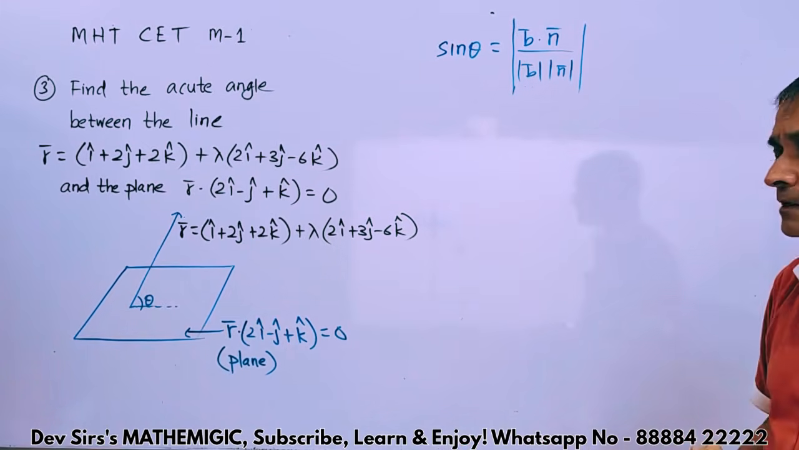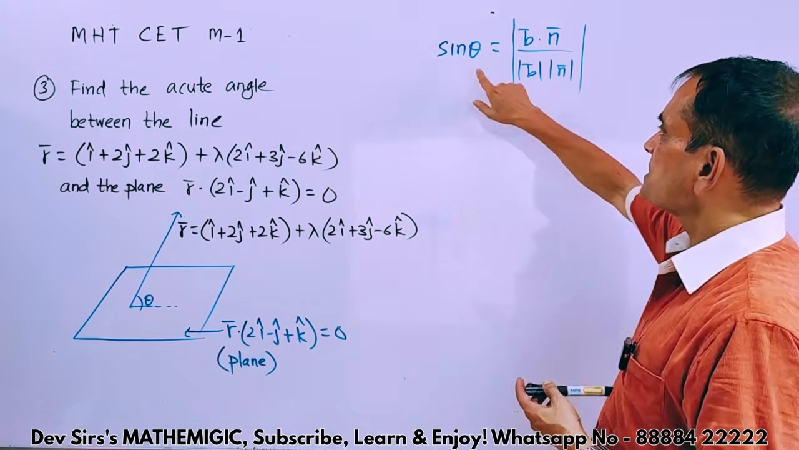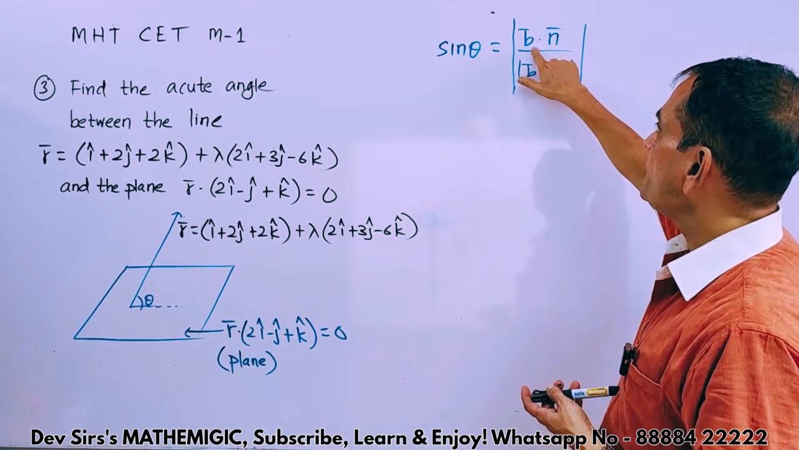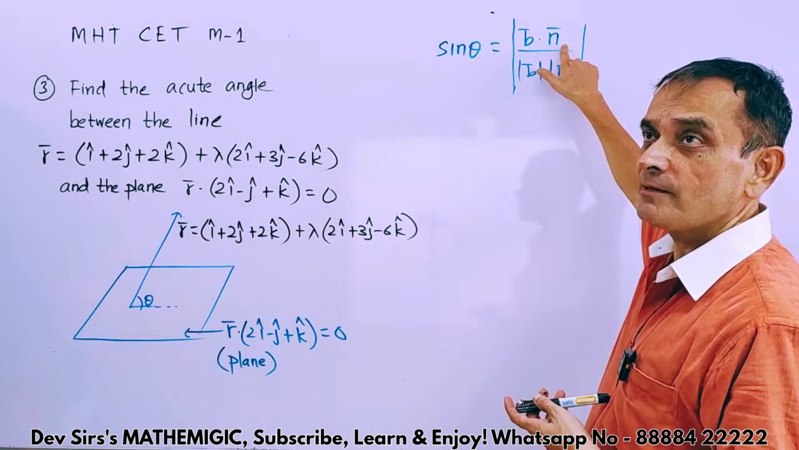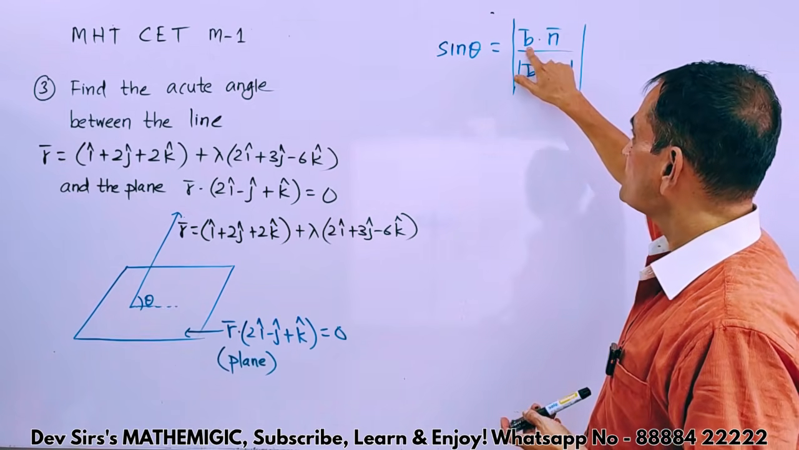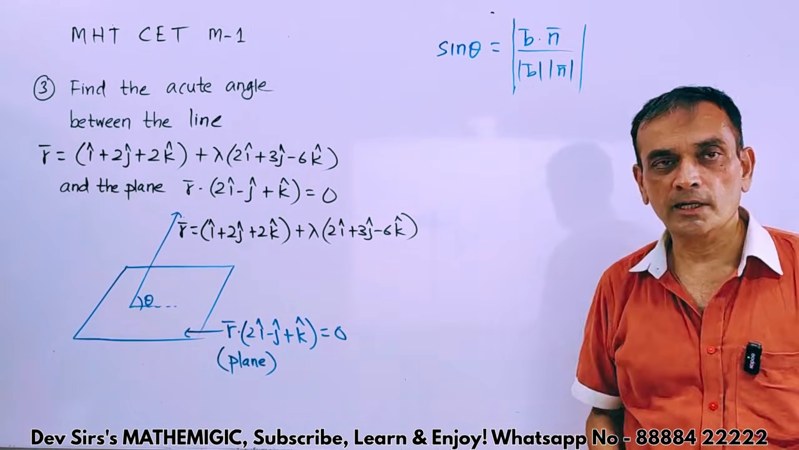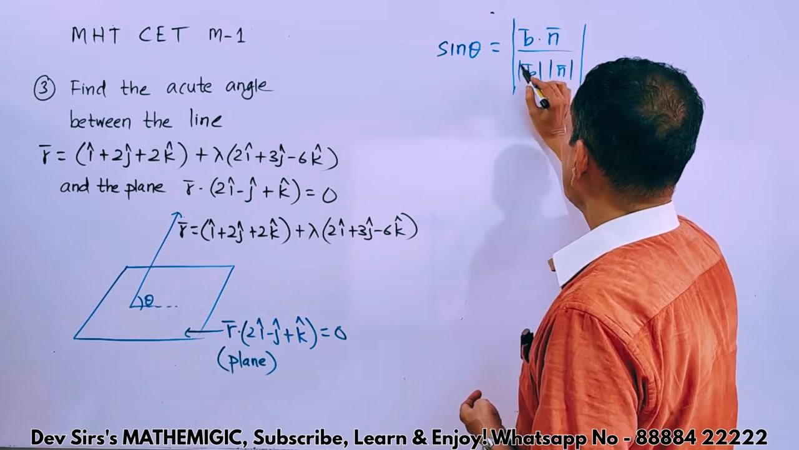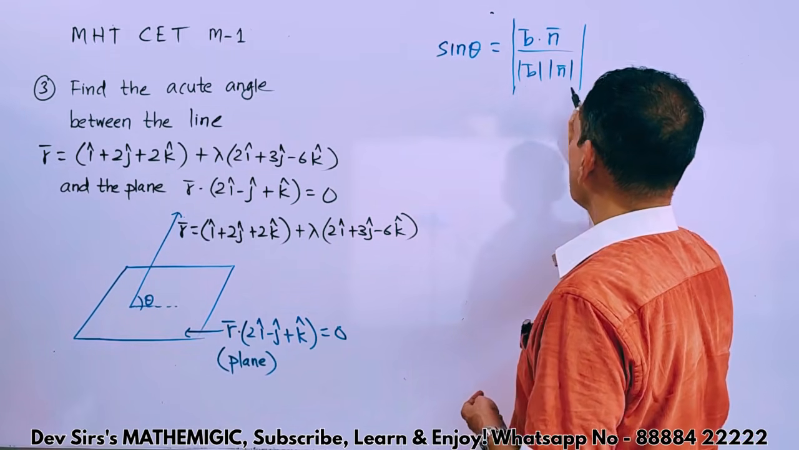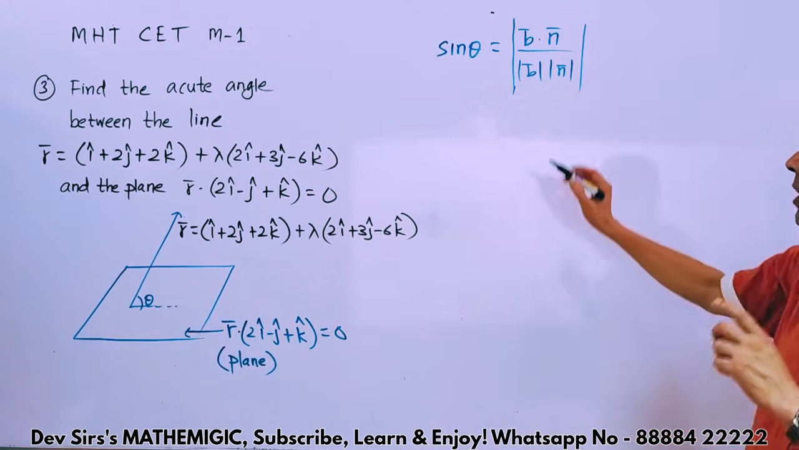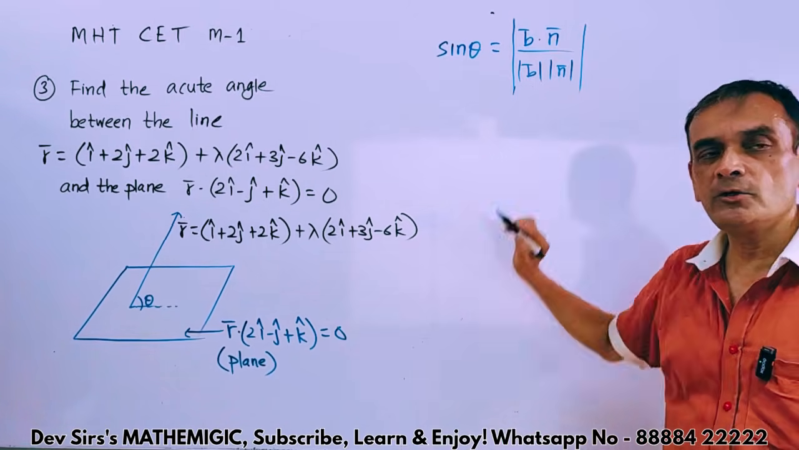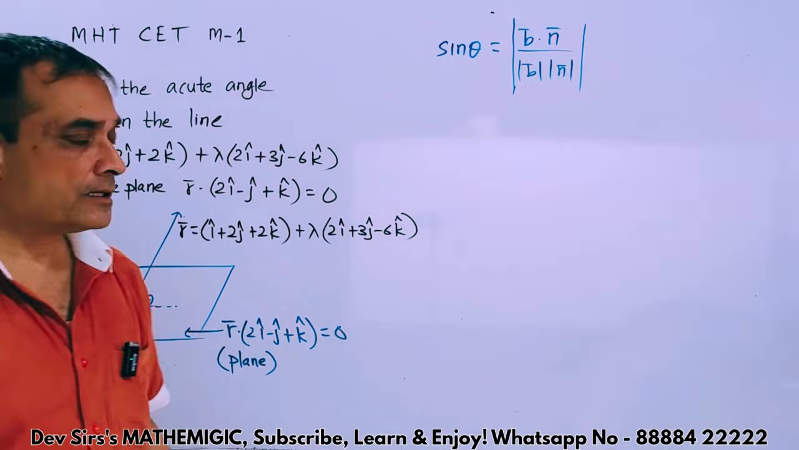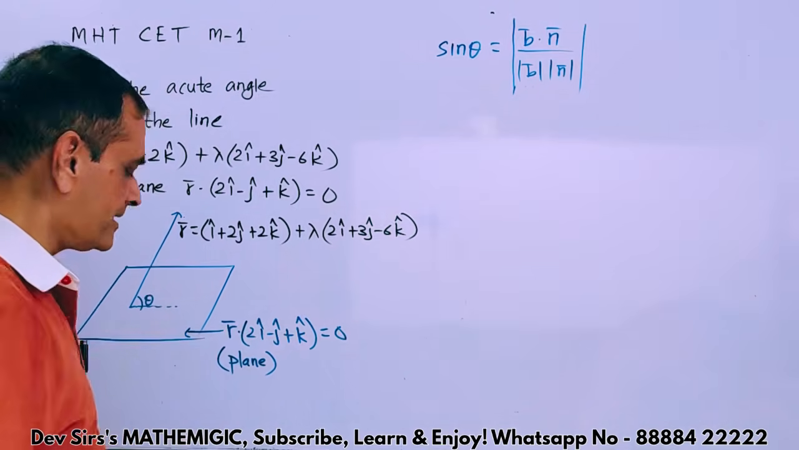So for that, the formula is sin theta is equal to, again absolute value, b bar dot n bar. Okay, now b bar is a vector, n bar is a vector. Okay, so b bar dot n bar upon magnitude of b bar into magnitude of n bar. यहाँ पे dot नहीं है because these are magnitudes we are just going to multiply. For that you have to remember certain basic things.